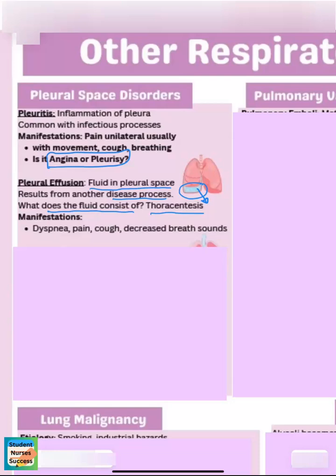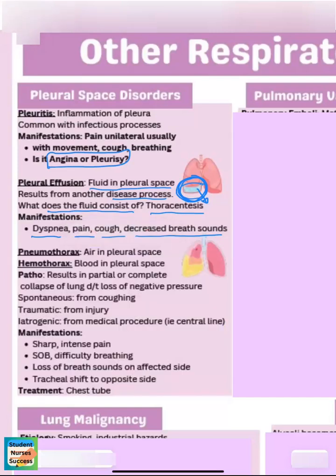Manifestations of pleural effusion really depend on how big that effusion is. Often they're just not too big. It's not that big of a deal. We just let time take over and let it reabsorb. However, if the effusion is large, we can develop dyspnea, pain, even cough. And if it's really impacting the lungs and taking up a lot of space, you're going to have decreased breath sounds when you listen in that lower lobe where the effusion is present because air would not be moving in and out during the effusion.